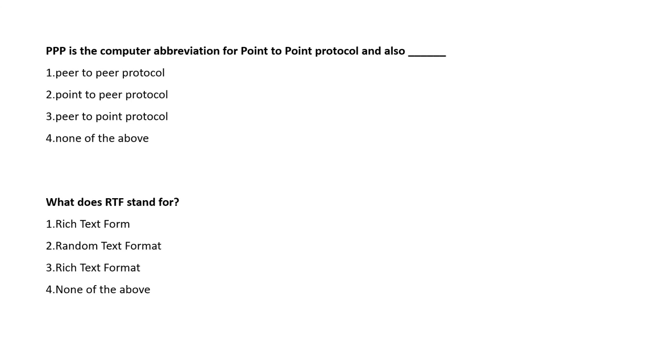Okay, these two questions I have put just to show you how a question is asked in the examination. Only two questions. PPP stands for point-to-point protocol. We have already seen this, but PPP also stands for peer-to-peer protocol. So the correct option is A. मतलब पहला option जो है वही correct है. Okay. And then we have, what does RTF stand for?